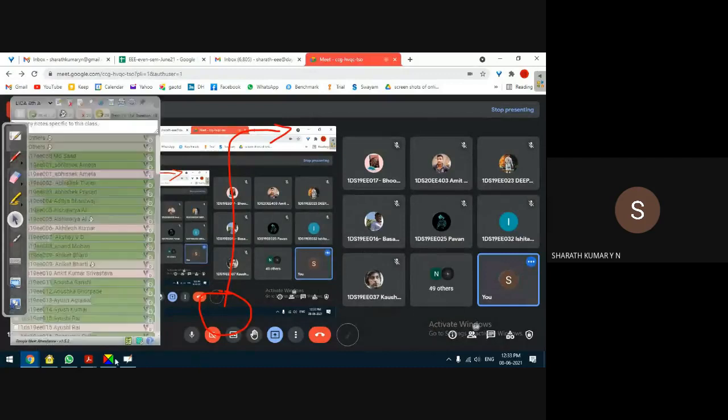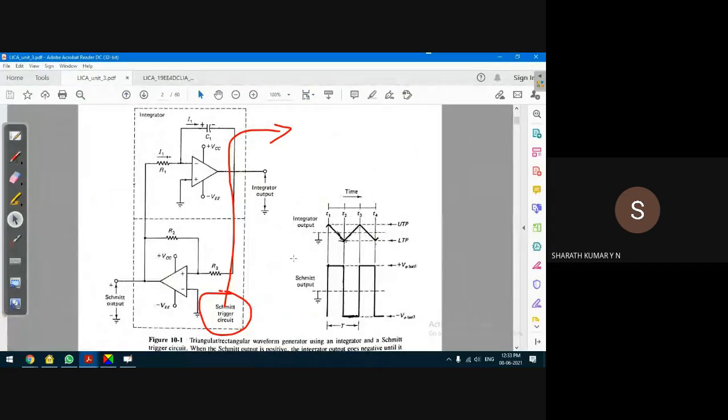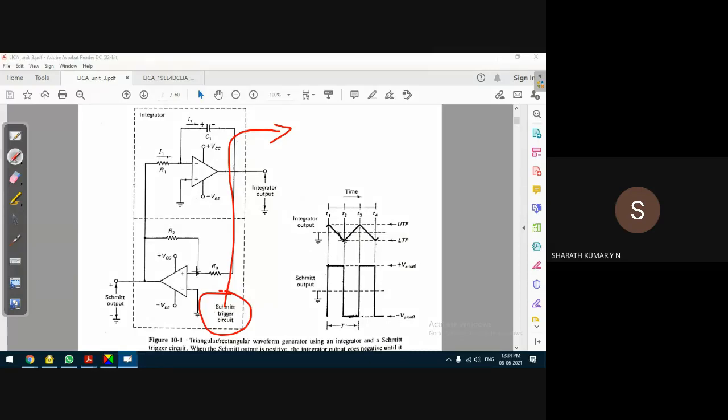So what is a Schmidt trigger circuit? This is the circuit. As the name suggests, a Schmidt trigger circuit changes the output waveform whenever the input of the Schmidt trigger circuit reaches some level, the triggering level. That's called a trigger level.